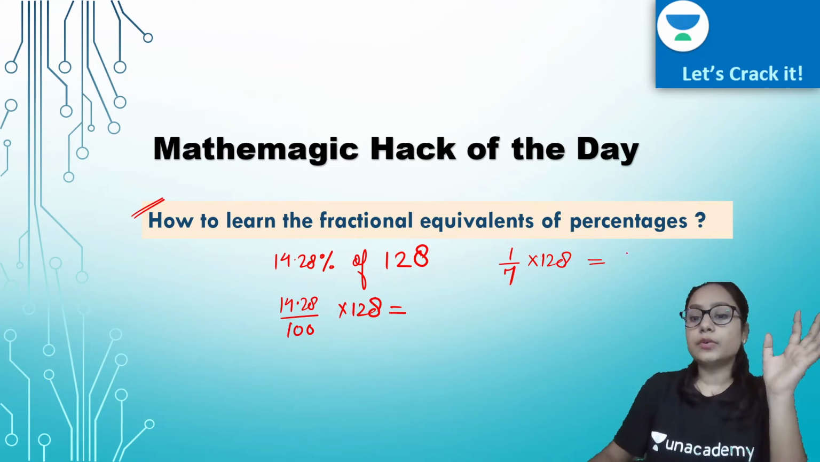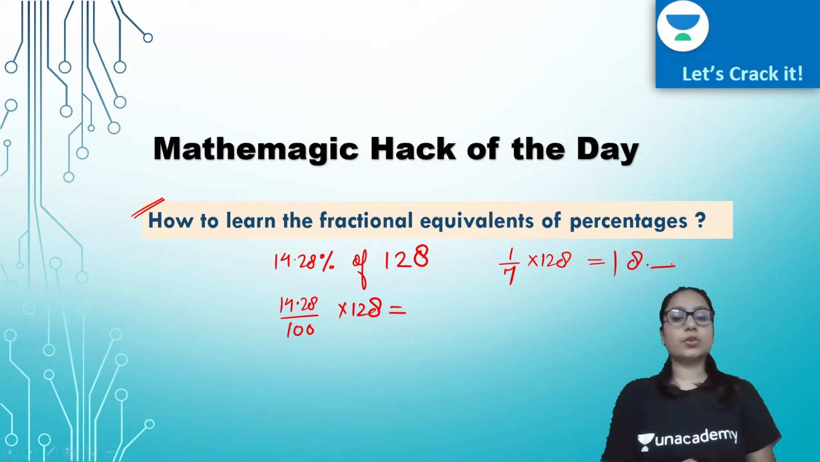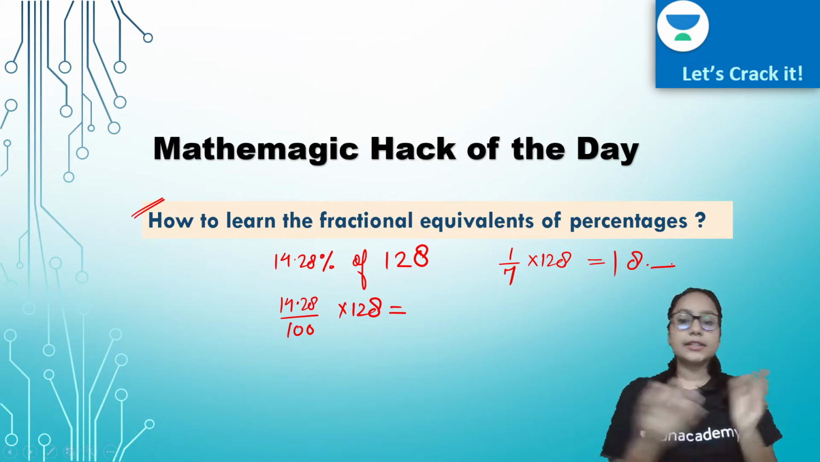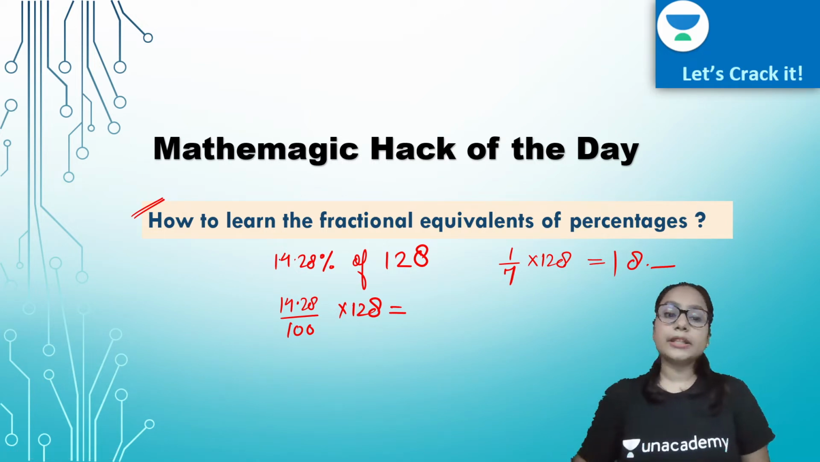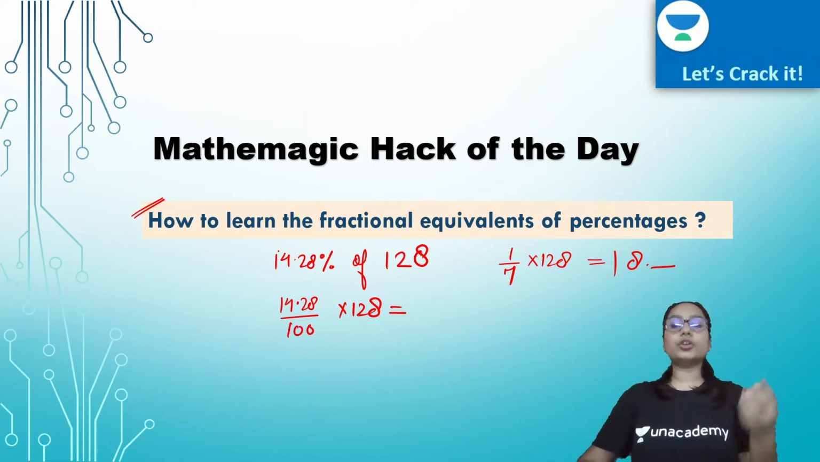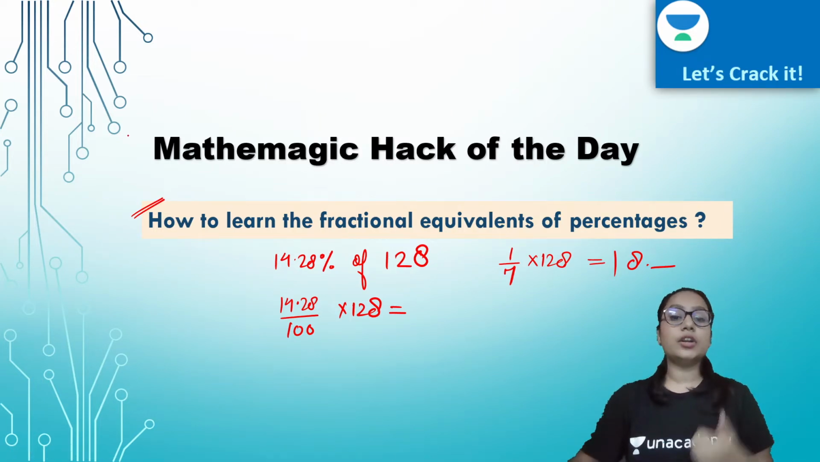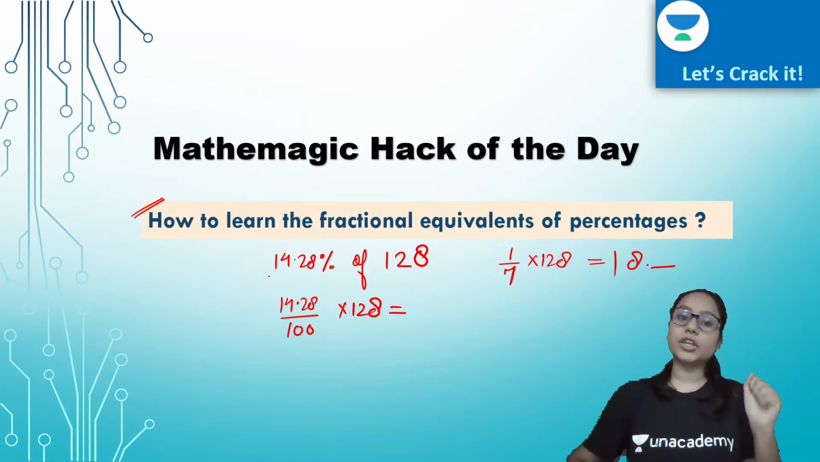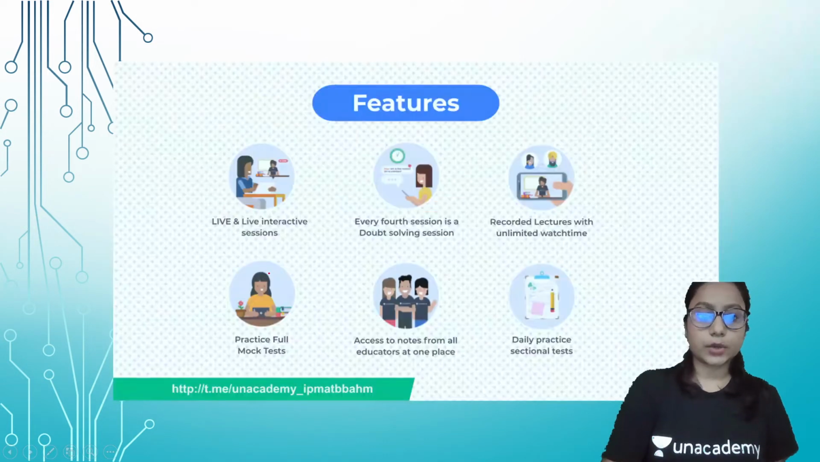What is this value equal to? 128 by 7 is 18 point something. So this will be my final answer. This way you can solve such types of questions easily. This will be a part of the question paper and will definitely be helpful in your exam. Along with that, this will be very helpful in your DI section also. In data interpretation also, this will be very helpful. All right, so let us discuss further.